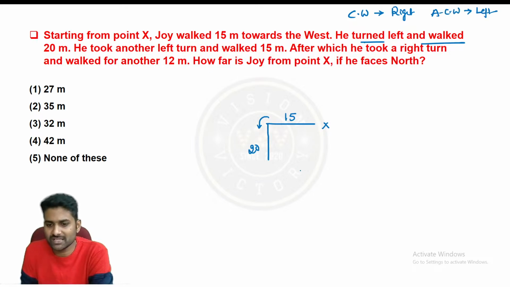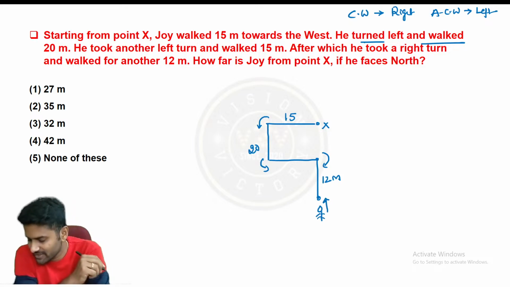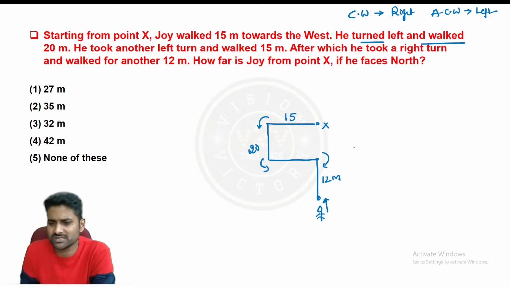Now see, he took another left turn, again anti-clockwise, and walked 15 meters. So that is exactly the same line as point X. After which he took a right turn, clockwise direction, and covered another 12 meters. Now the question: how far is Joy from point X, and he faces north direction. They clearly mentioned that whatever the end point, Joy is facing towards the north. So how much distance is between point X and the end point? It's simply 20 plus 12, which is equal to 32.